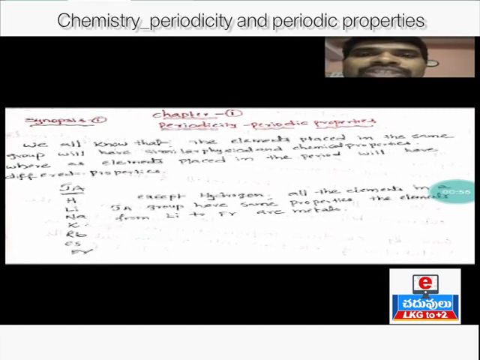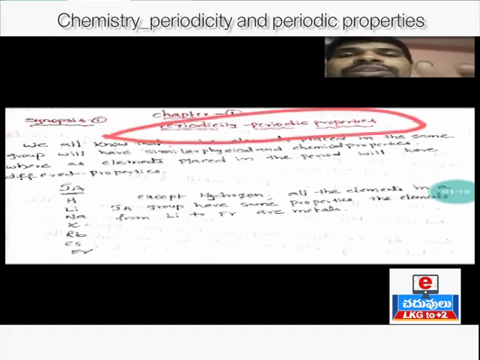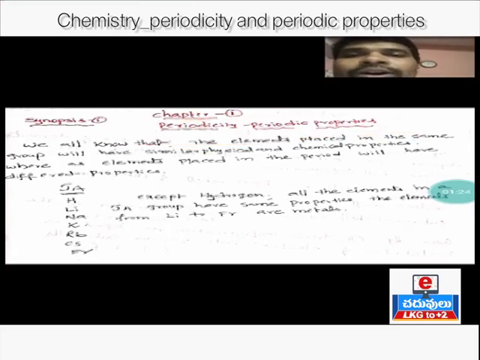So in this session, we are going to discuss different properties of the elements, and periodicity and periodic properties. This concept belongs to synopsis 1. Periodicity and periodic properties belong to synopsis 1. Now we are going to start synopsis 1, and it contains periodicity and periodic properties. So in this class, we will discuss different properties of the elements. Clear?